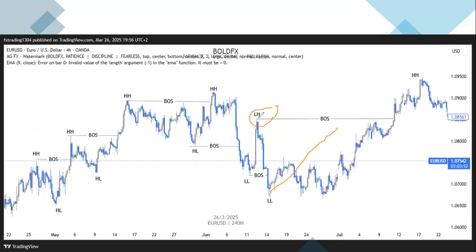So if you are marking out your strong swing structure and your weak swing structure, you can see that price did not break this low. So now this low becomes your strong swing structure, because why? It broke structure, right? So now this confirms that price is changing from a bearish trend to a bullish trend.